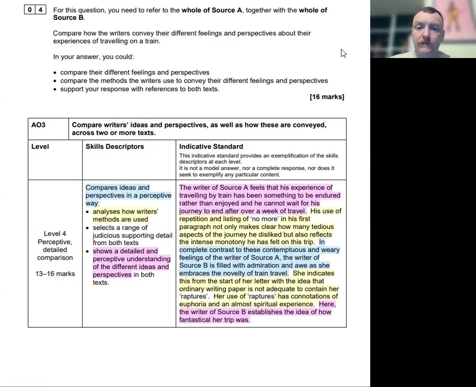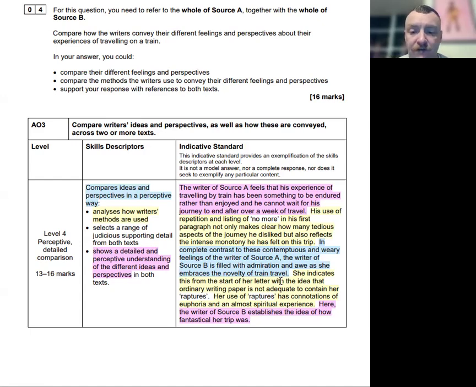So support your response with references to both texts. So again, we are bringing references from both texts, aren't we? Both language and structure. So the top level compares ideas and perspectives in a perceptive way. So analyzes how writers' methods are used, selects a range of judicious supporting details from both texts. So that's basically you're the judge, you decide what best quotes support the question in hand, shows details and perceptive understanding of the different ideas and perspectives in both texts. So you can see they're color-coded there. And as we read through the indicative standard, we can decide for ourselves, well, what do we think?